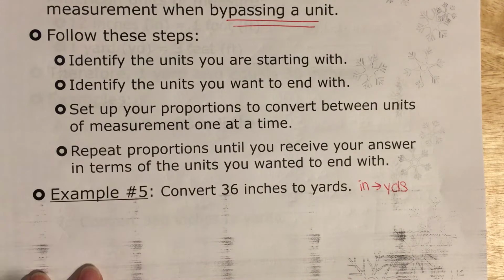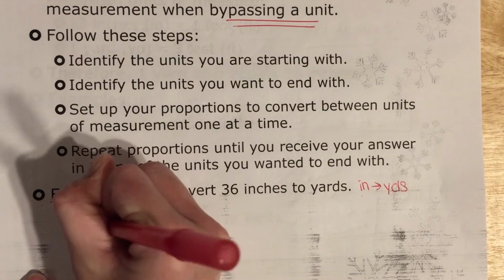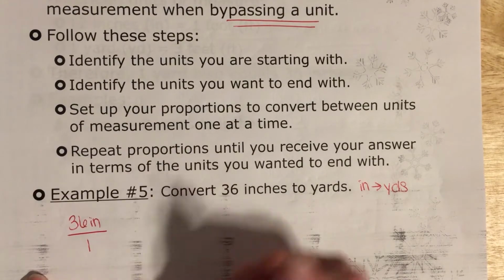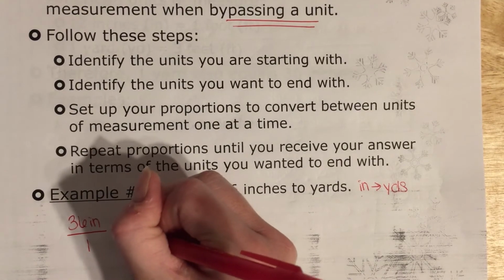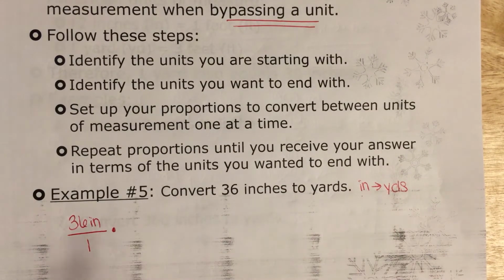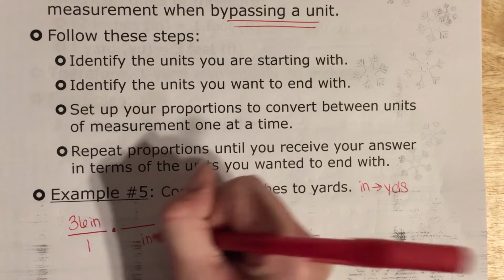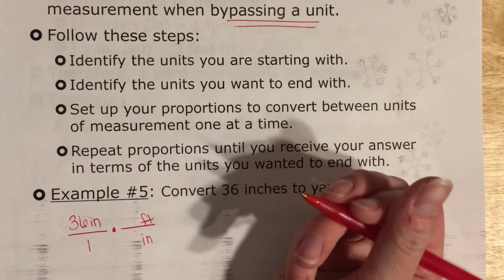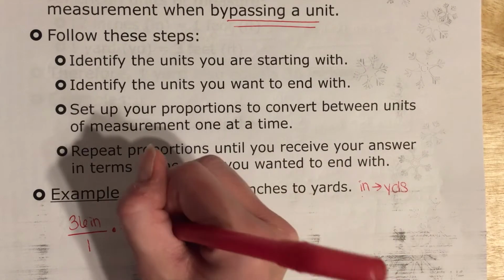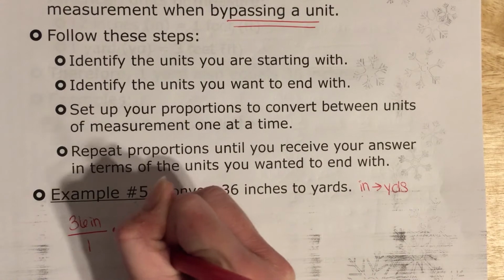So, just like before, I'm going to start out my 36 inches over 1. Now, I want to get to yards, but I don't have a conversion factor of inches to yards. So I'm first going to convert my inches to feet, because I know I can go from feet to yards. So I want to put the inches on the bottom and the feet on the top. So looking at our conversion factors, 1 foot is 12 inches.